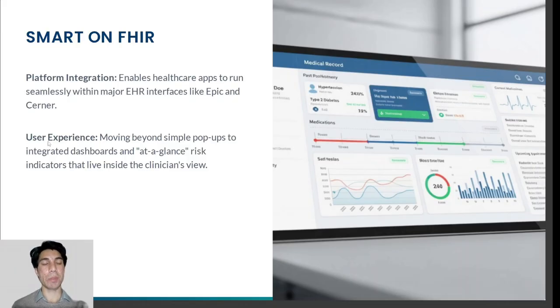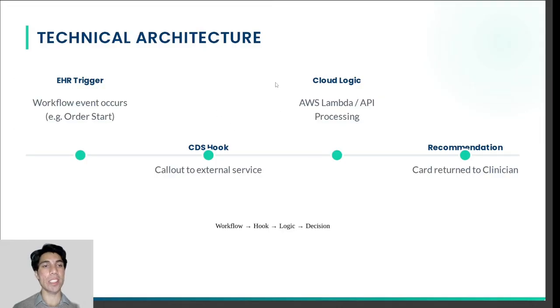And for the user experience, one of the applications of Smart on FHIR is moving beyond simple pop-ups to integrated dashboards and at-a-glance risk indicators that live inside a clinician's view. So they provide the user experience and the platform integration. Okay, so this is the whole pipeline workflow. All of this is automated, and let's look at every step and what is happening in this technical architecture.